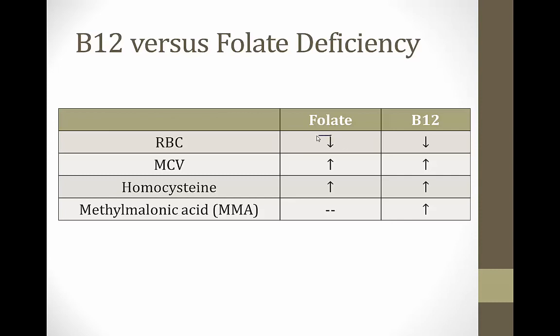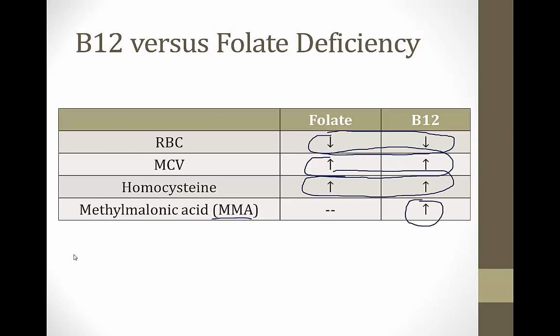So in both deficiencies, you will be anemic and you will see a low red cell count. In both deficiencies, it is a megaloblastic anemia, so the MCV level will be high. The homocysteine level is elevated in both disorders, and then the MMA level can be used to distinguish between the two because it is only elevated in B12 deficiency.